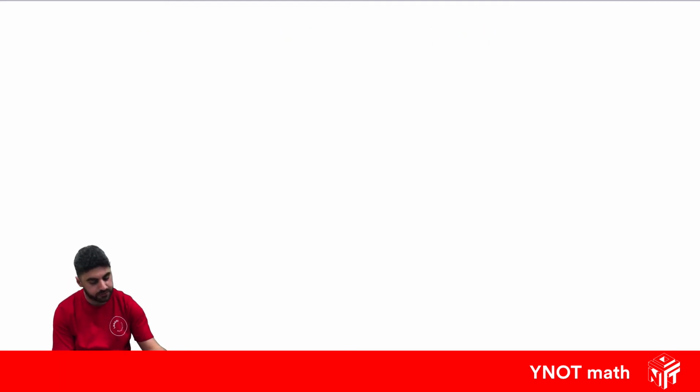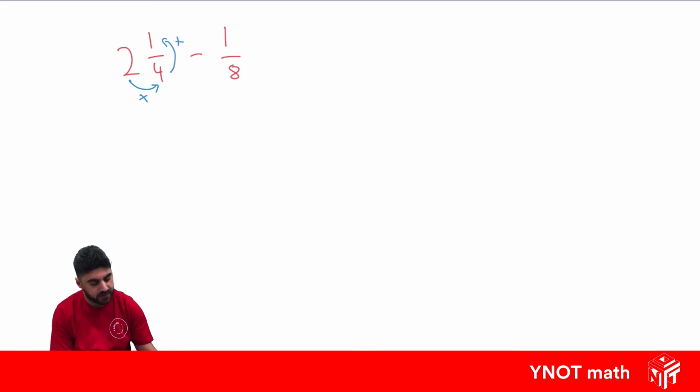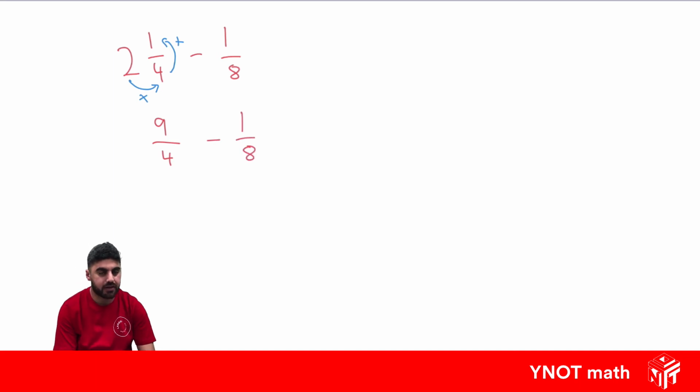Let's look at another example. 2 and 1/4 minus 1/8. Now, when you have a mixed numeral involved, a good first step is to change the mixed numeral into an improper fraction. So to do that, we're going to times the whole number by the denominator and then add it to the numerator. So 2 times 4 is 8, plus the 1 gives us a 9, then we just keep the denominator the same, and minus 1 on 8, we don't do anything with that yet.